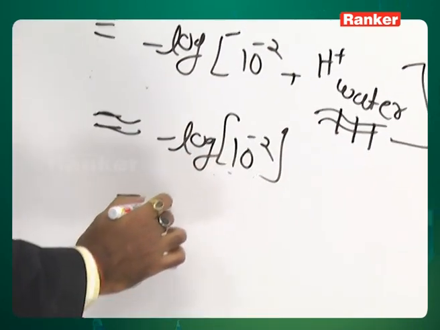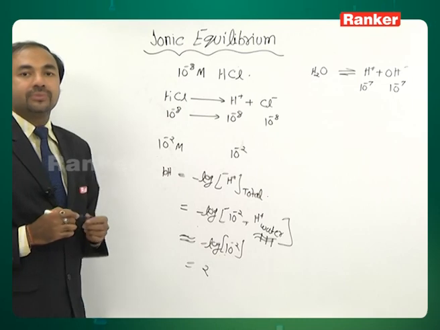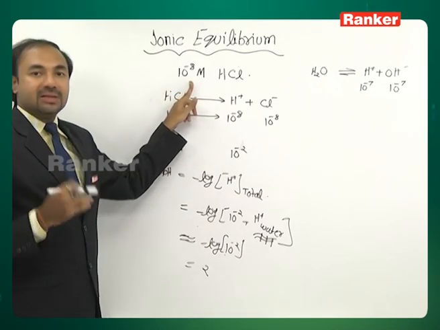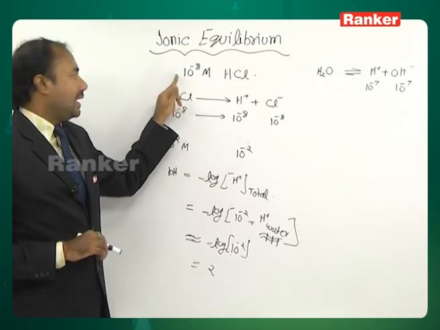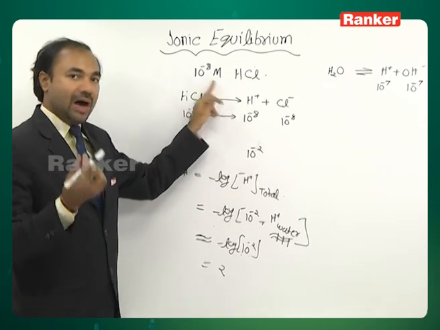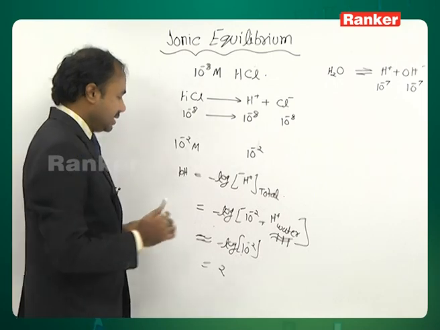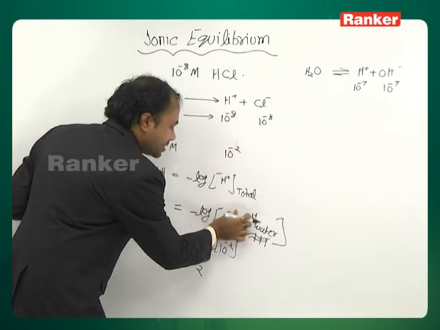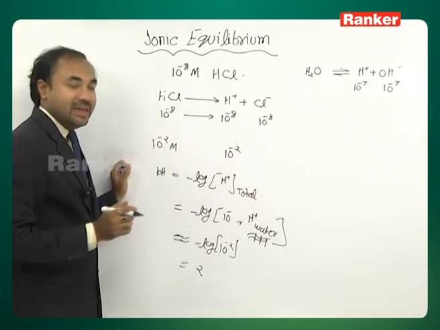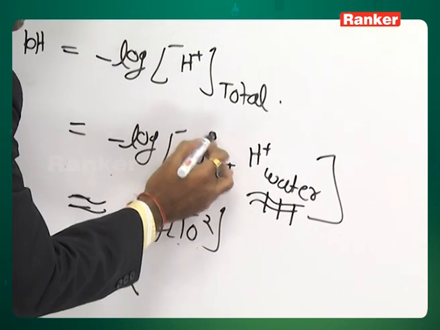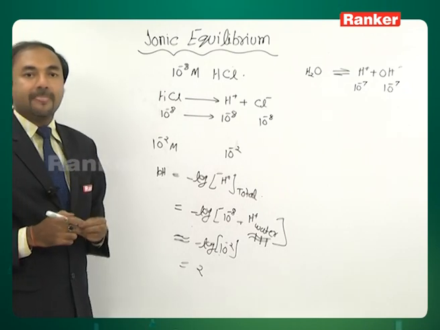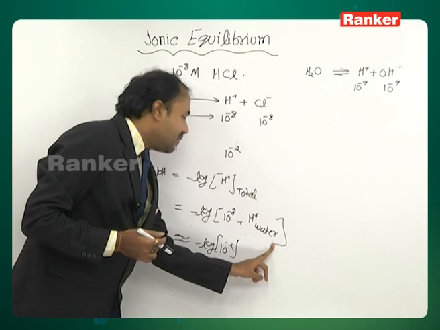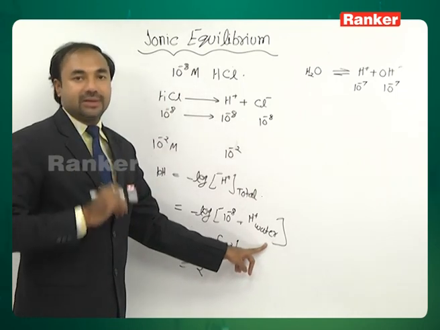And we say pH becomes 2. Got it? But if you have 10 to the power minus 8 molar HCl solution, like this particular case, see how the things change here. Now, the H plus ion concentration coming from the dissociation of the acid has become 10 to the power minus 8. Right? While the concentration of H plus ion coming from water, now you cannot neglect.